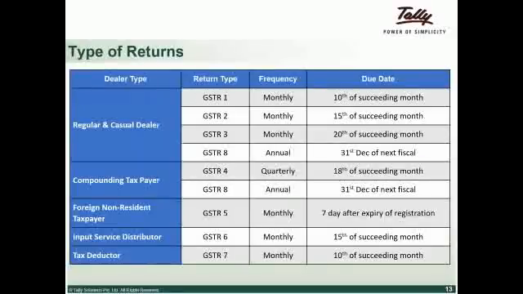GSTR8 is basically the annual return, where the regular dealer needs to file the GSTR8 by 31st of the next financial year. Now coming to the compounding dealer, we discussed the composition levy or the compounding dealer. The dealer does not have to file the return on a monthly basis. There is a form called GSTR4, which is basically the quarterly return, which he has to submit by 18th of the succeeding month.